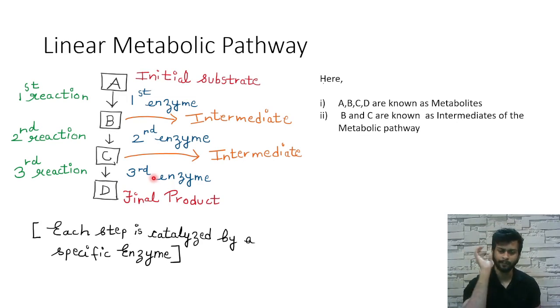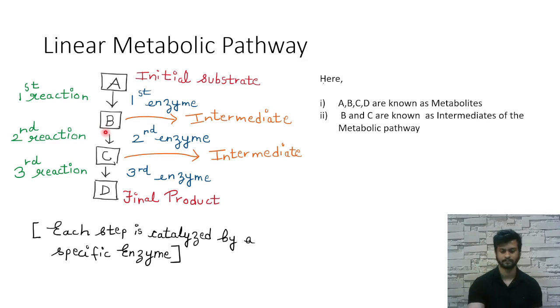Now there are 2 very important terms to understand: metabolites and intermediates. Metabolites means all those things which are present in a metabolic pathway. So A, B, C, D, everything will be known as metabolites. And intermediate means, except the initial substrate and final product, whatever is present in the metabolic pathway. So except A and D, whatever is left in the metabolic pathway is known as intermediate. So B and C will be intermediates.